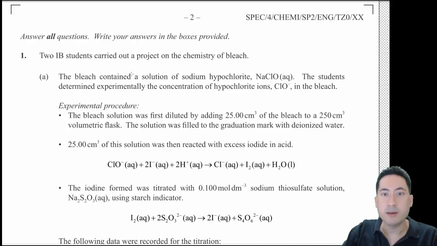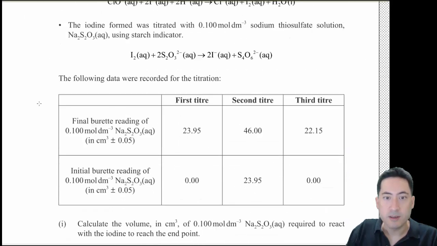Okay, two IB students carried out a chemistry project on bleach. Bleach is this. They're trying to work out this. I'm just skimming the question. The bleach was first diluted to that, and then you got this reaction going on. So we've got a titration. We put this stuff in, and initial readings are there.